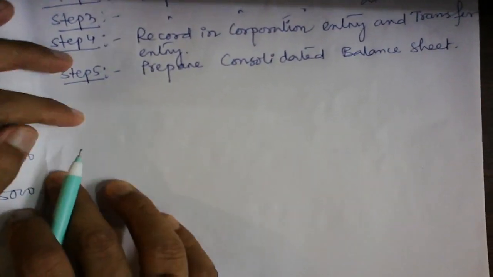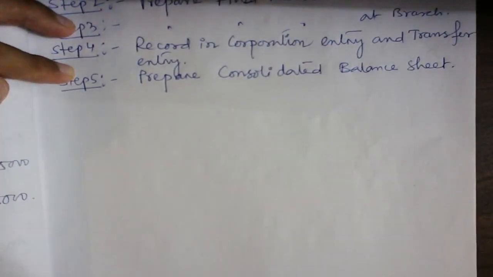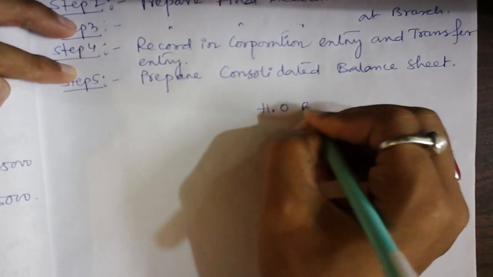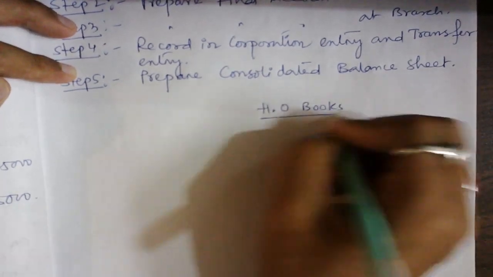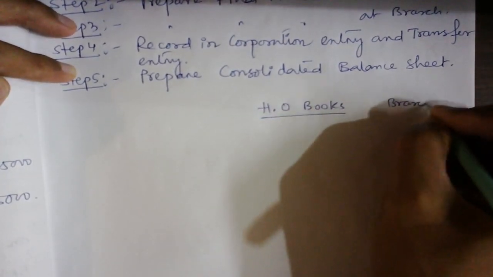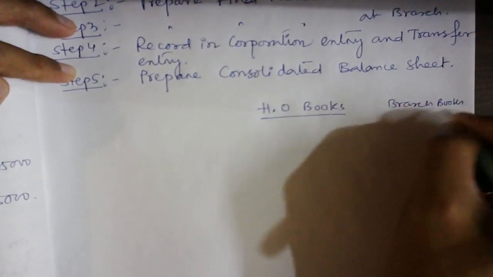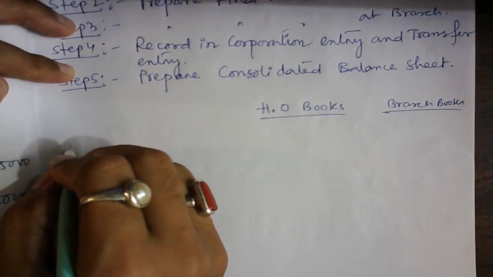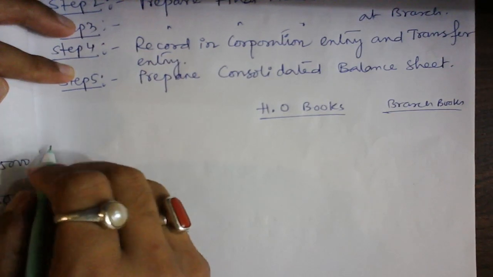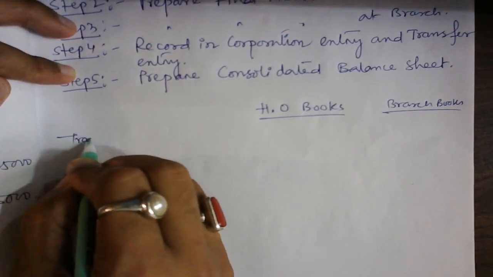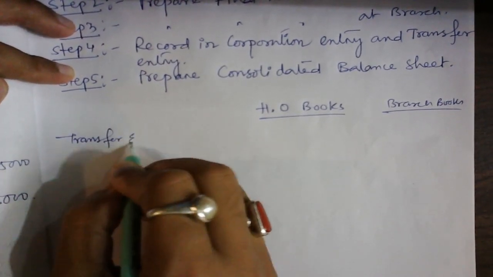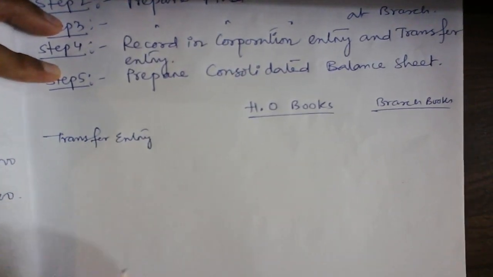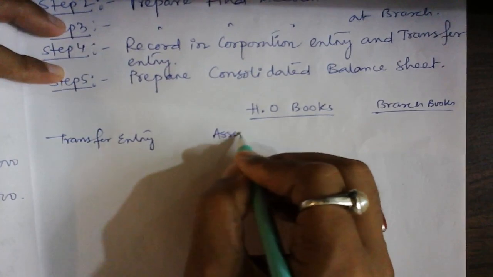Now the transfer entry in the books of the HO. We have mainly 2 accounts: the HO books, and the branch books. So what is a transfer entry? You can write here: transfer entry. Pretty simple.